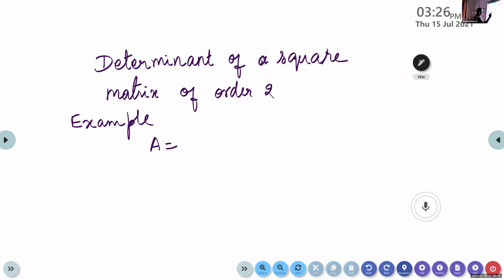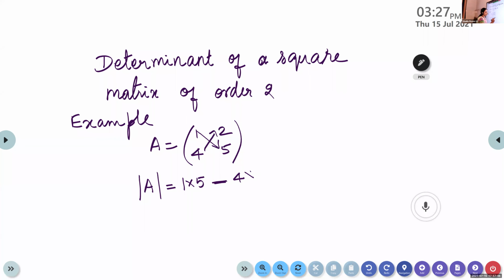A is equal to matrix 1, 2, 4, 5. Here it is a 2 by 2 matrix. I'm going to find out determinant A. Listen, children, how I'm going to find it. I'll multiply these two elements: 1 into 5 minus 4 into 2. What is 1 into 5? 5 minus 8, which is minus 3.